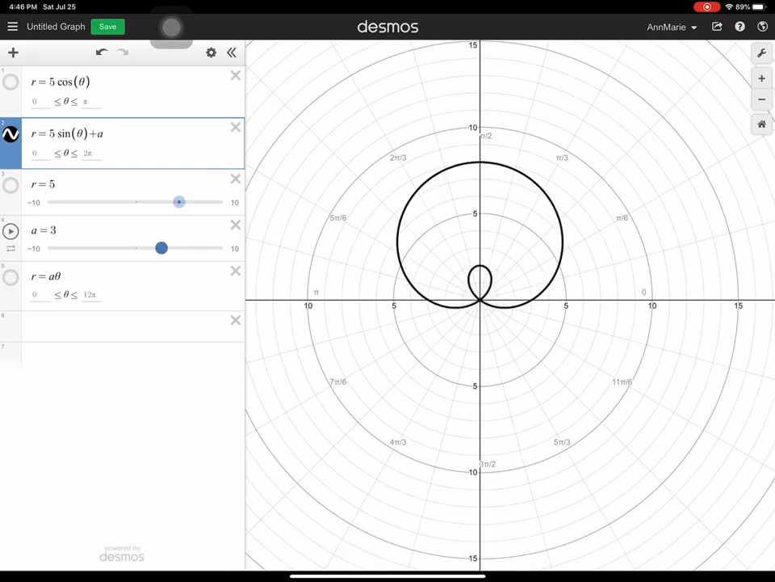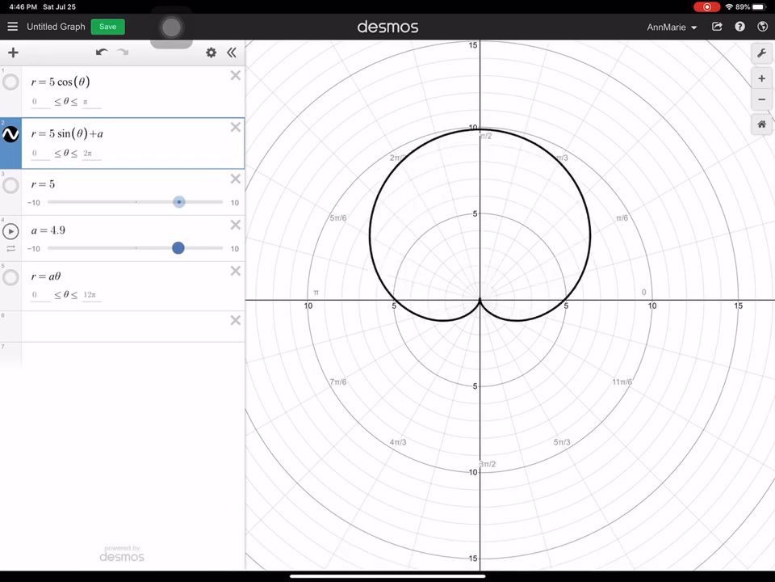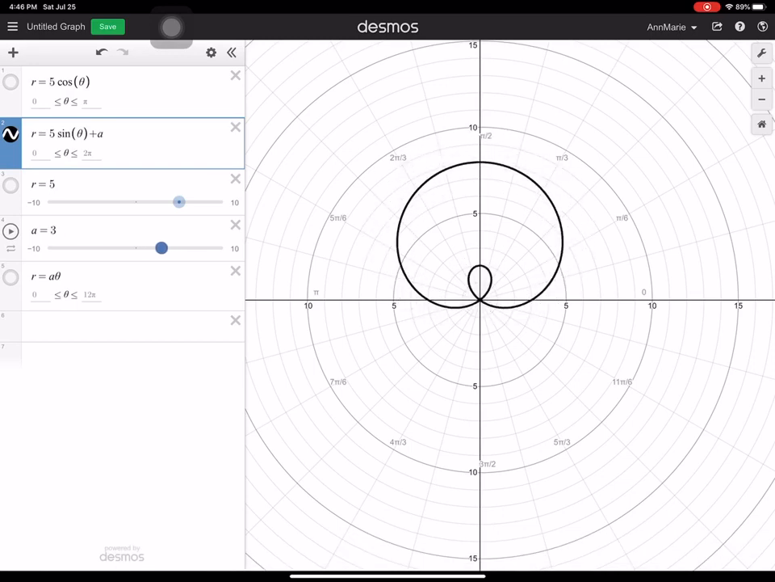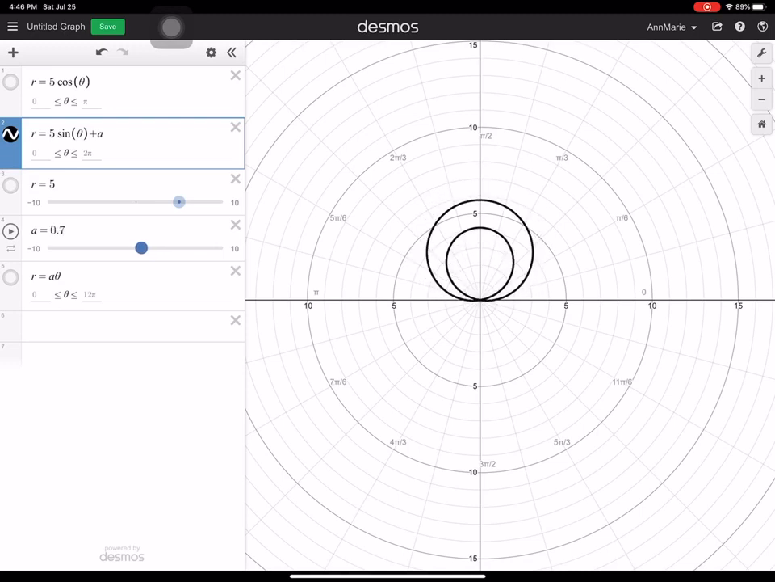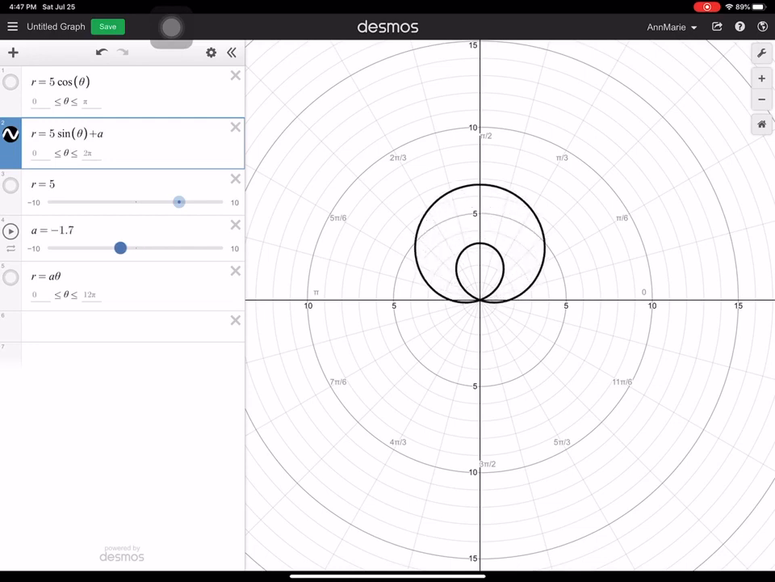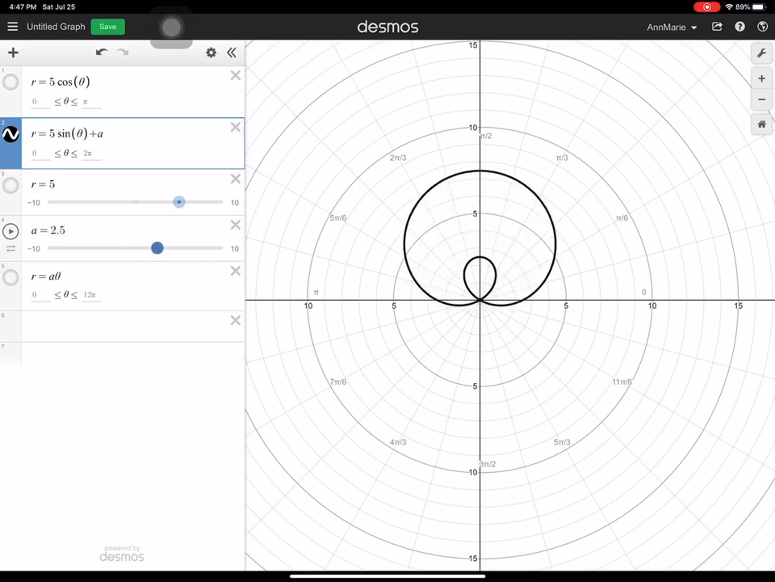Now, what happens if I make a bigger? If I make a bigger, my internal loop gets smaller. If I make a smaller, my internal loop gets bigger. What happens if I make a negative? Well, there's no real discernible change. What happens is it changes which way you go. So if you make a table of values, you can see whether you start on the inside loop or the outside loop. Okay, this is called a limaçon.